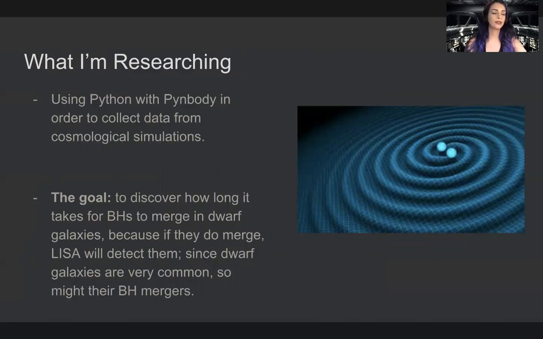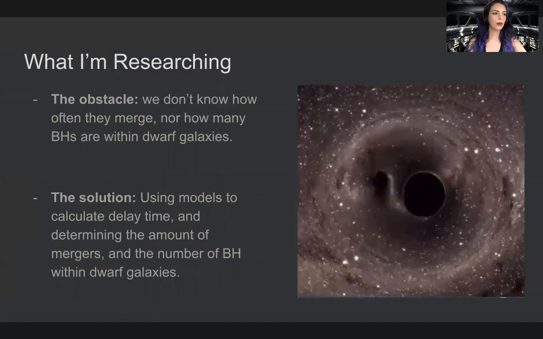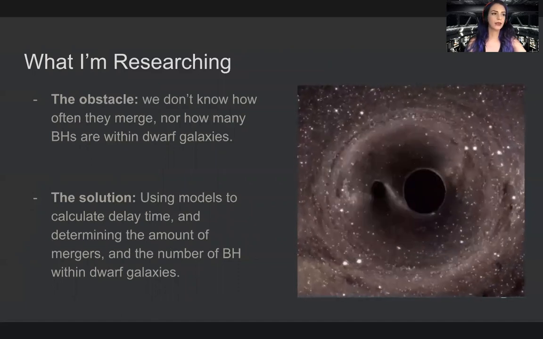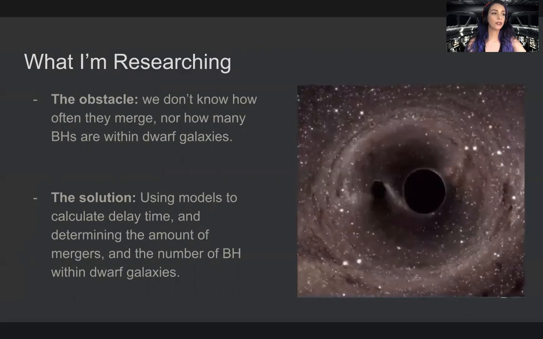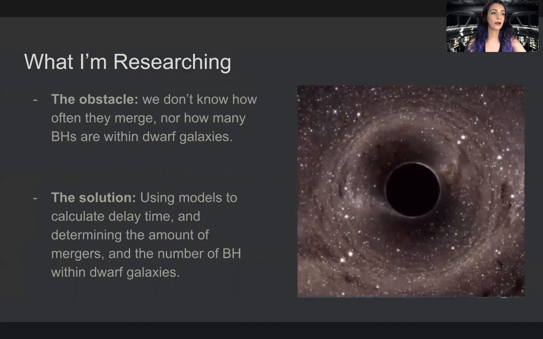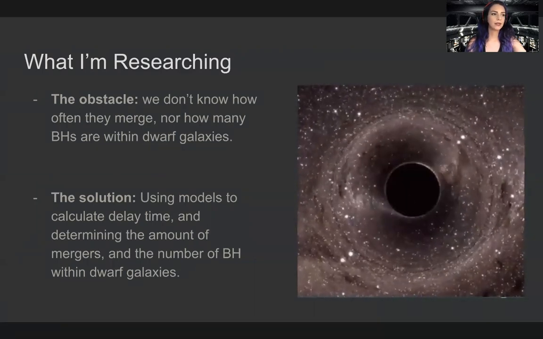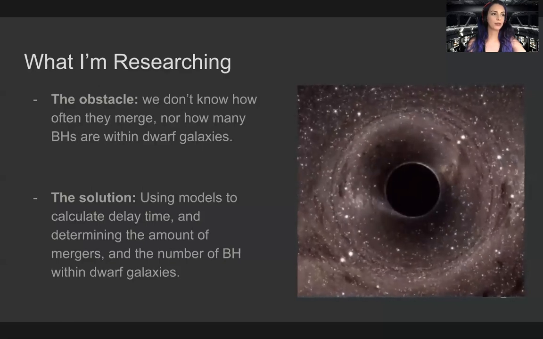Since dwarf galaxies are very common, their black hole mergers might also be common. The obstacles are not knowing how often black holes merge, nor how many black holes are within a dwarf galaxy. The solution is having cosmological simulations where black holes form and merge, and then creating and using models to calculate delay time to do a better job of estimating reality. Delay time depends on the properties of galaxies, and I have measured these properties during my research.